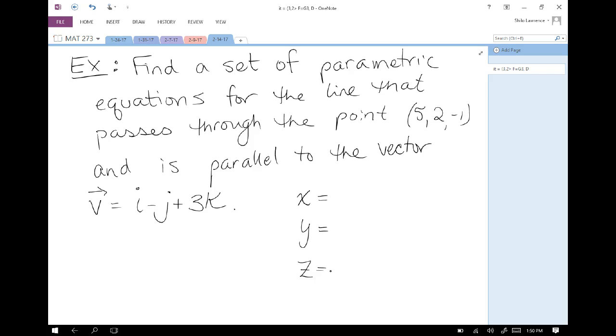So for x, what can we use as a starting point? 5. We know this line goes through the point (5, 2, -1). So I know at some point in time, x is going to be equal to 5. And then I know at the exact same point in time, y is going to be 2 and z is going to be -1.